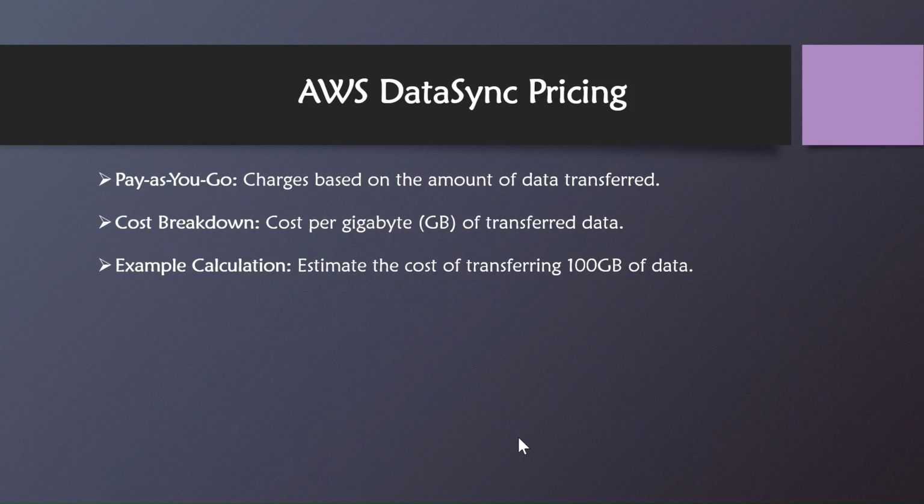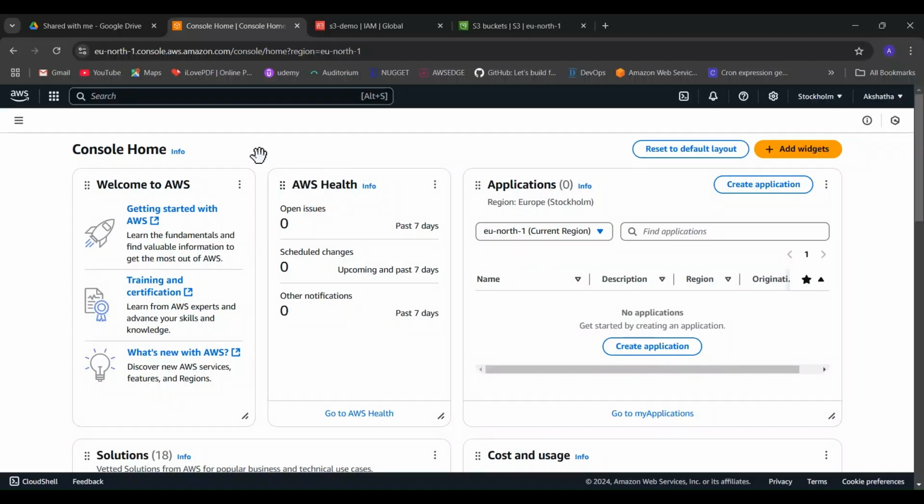So let's go to the AWS account. I'll show the AWS DataSync, but I will not create a DataSync task because it's not free, it is pay as you go. So that's why I'm not creating any demonstration here. I'll just show how to navigate the things. So search for DataSync.